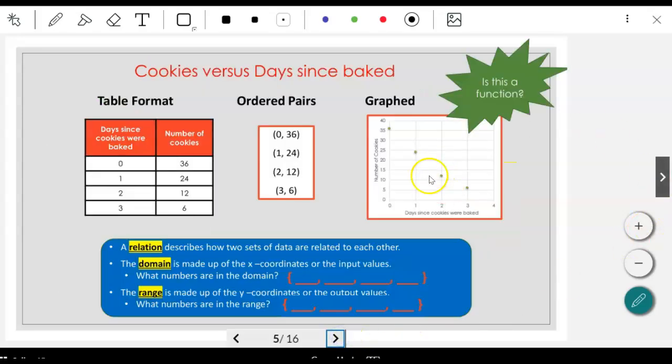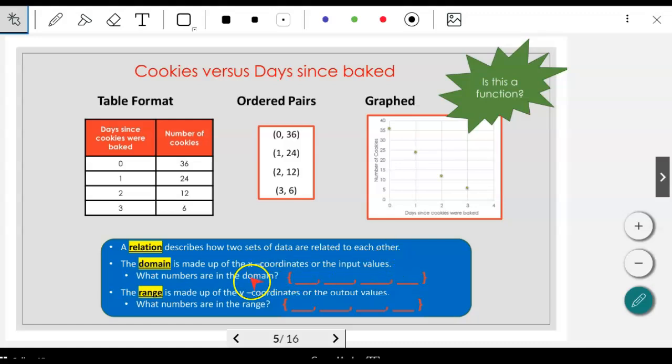All right, moving on. So here are some of the ways to look at the data for relations: table format, ordered pairs, graphed. Okay, so it's all the same data, (0, 36), (1, 24), (2, 12), and (3, 6), and so that's just called a relation, describes how two sets of data are related to each other.